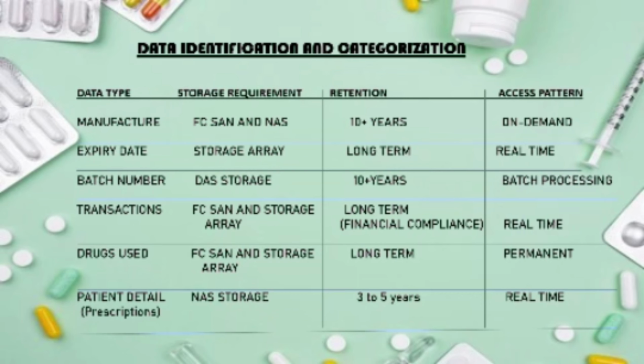Batch number, this requires DAS storage. It does not need a network and is connected to the local computer. And the retention period for this is also 10 plus years, and it is accessed batch by batch. So the access pattern is batch processing.